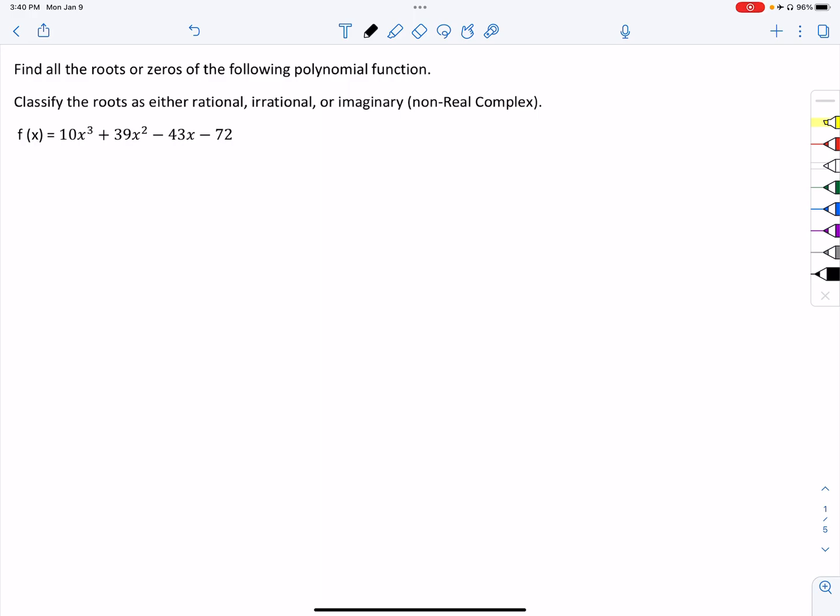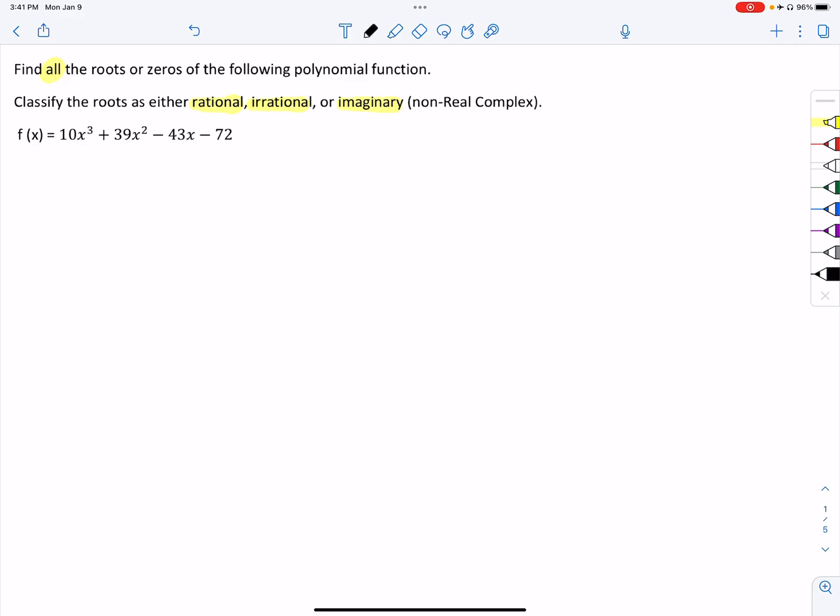Okay, in this video, we're going to find all the roots or zeros of the following polynomial function. So this is more than just finding the rational roots, although that's what we're going to start with. We're going to find all the roots. These could be rational, which we'll identify first. We may run into some irrational, or even imaginary will eventually be possible, those non-real complex results. Zeros that turn out to not be x-intercepts would be your imaginary zeros.